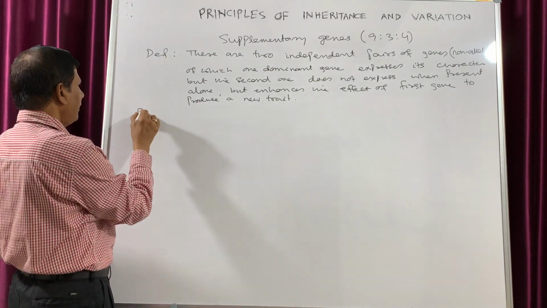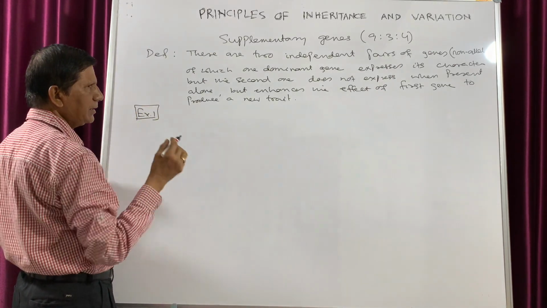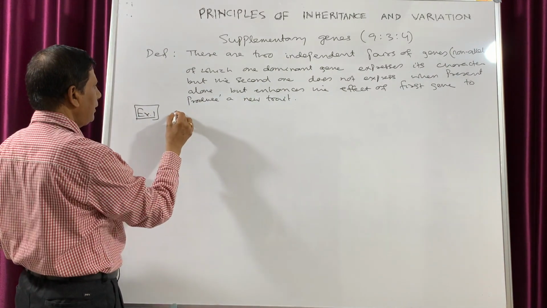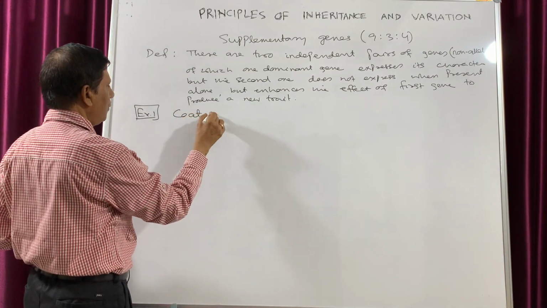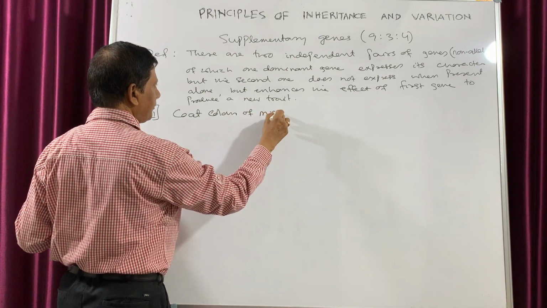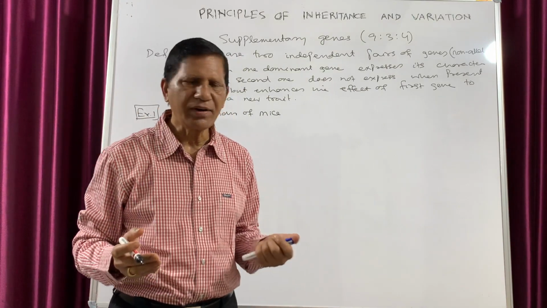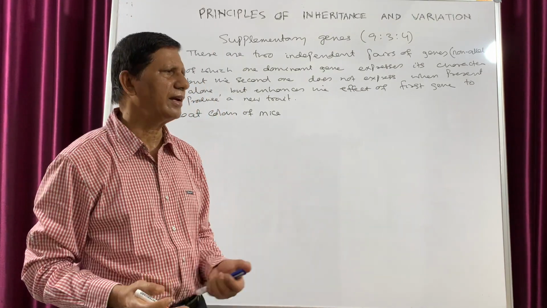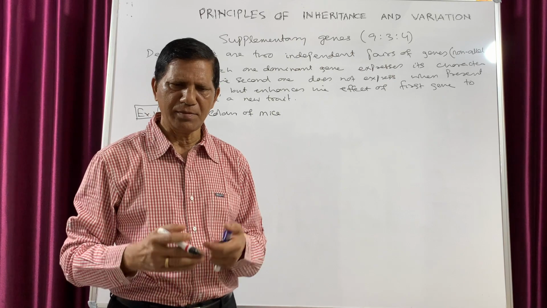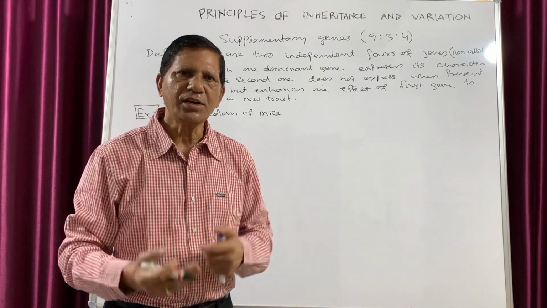Now let us take some examples. Example number 1 is the coat color of mice. In mice there are different colors, like they may be black, they may be white, they may be agouti. But how are these colors produced?